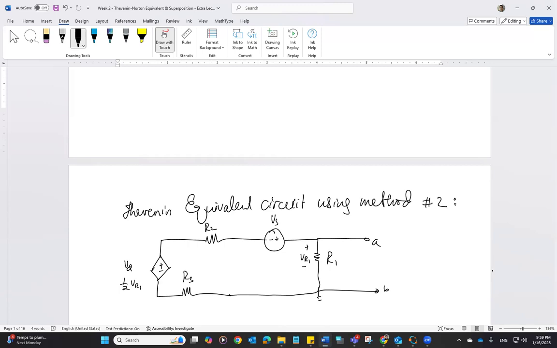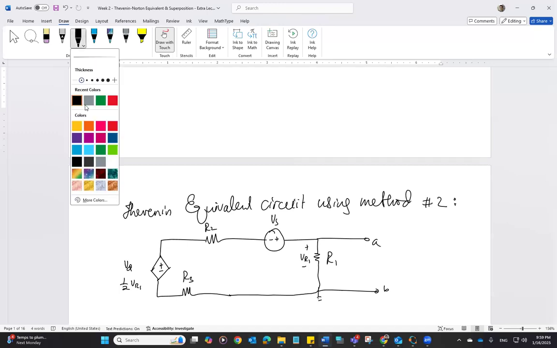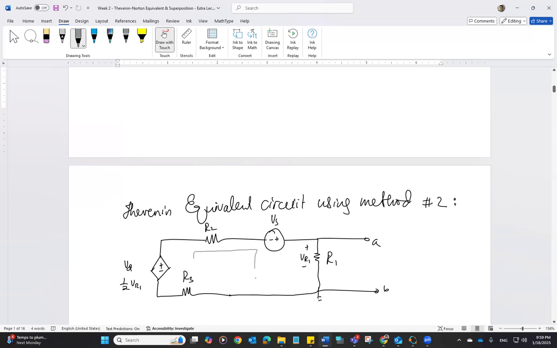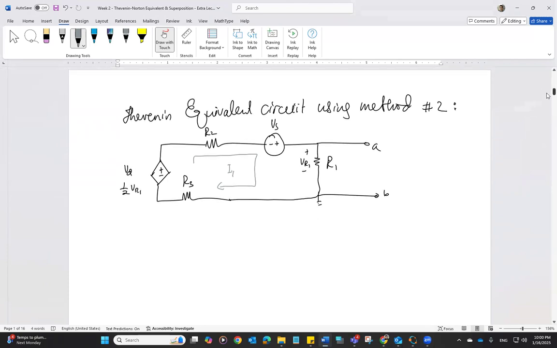So let's go ahead and simply do the loop analysis again. Let's call it I1, since we called it I in the last part. So let's call this I1 and write down the equation.